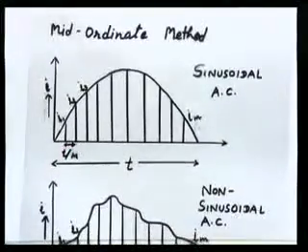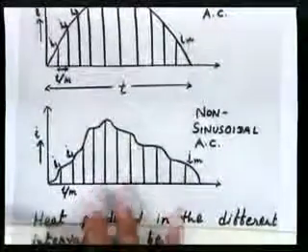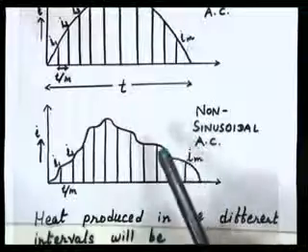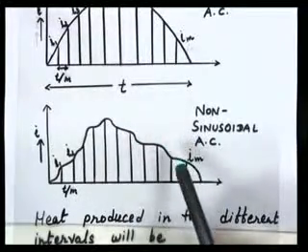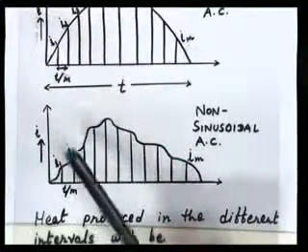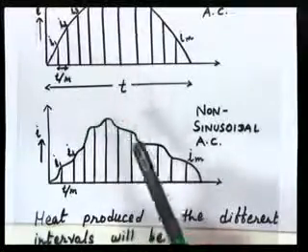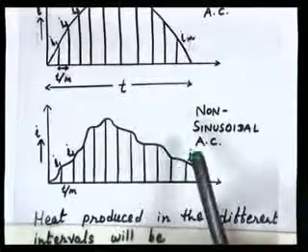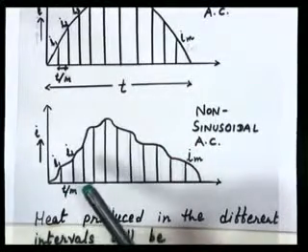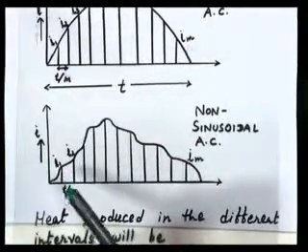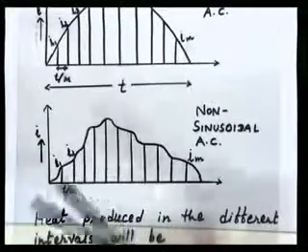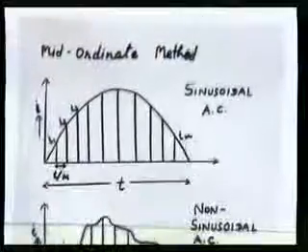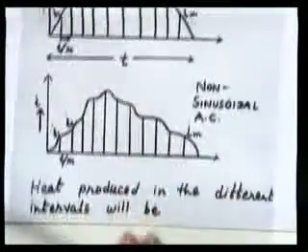The same method you can apply for a non-sinusoidal waveform. So this is our non-sinusoidal waveform. Divide this waveform into a number of parts. Measure the instantaneous current for each part. In the same way it is I1, I2 up to Im, and each part has a time period of T by m. So you can apply this method for both types of waveform, sinusoidal and non-sinusoidal.